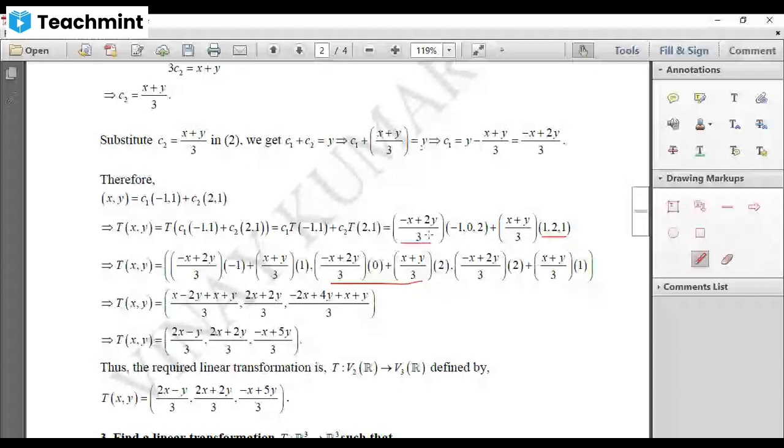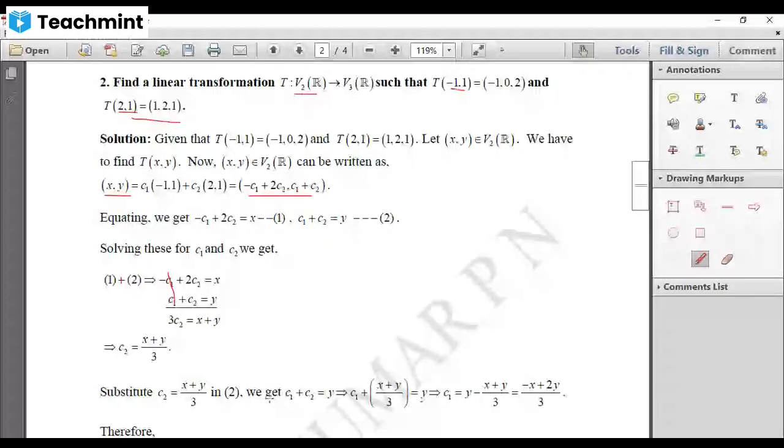Then (-x + 2y)/3 into 2 plus (x + y)/3 into 1. That is your z coordinate. Now you take the LCM and simplify, for each coordinate separately. You'll get this much. So this is your image of (x, y). Image of (x, y) is the ordered triplet of this. So the required linear transformation is T from V2(R) to V3(R), which is defined by the image of (x, y) equal to this. You can verify whether we have done the problem correctly or not.